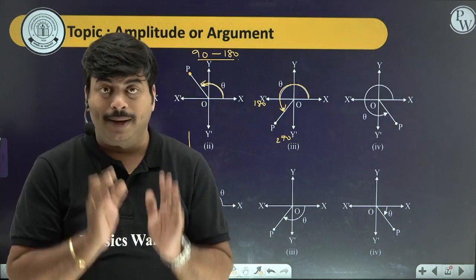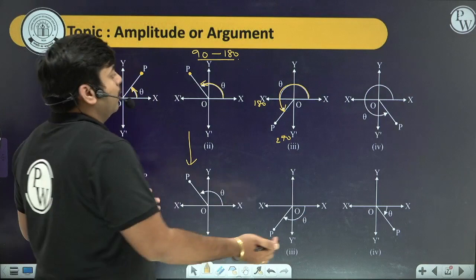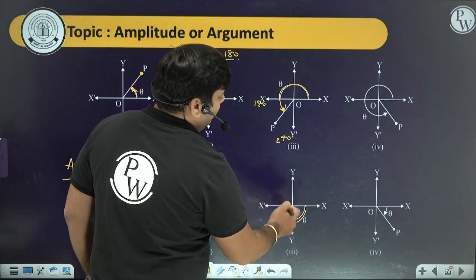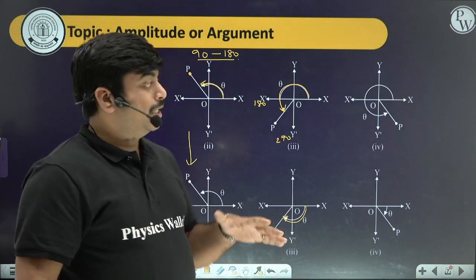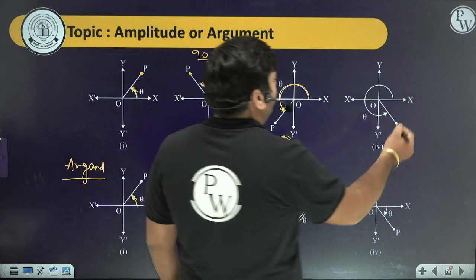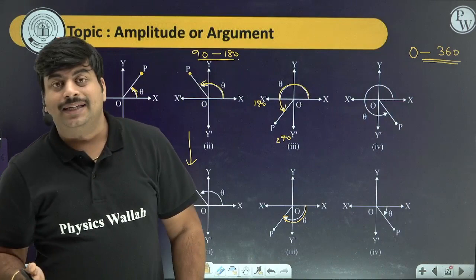Now we are not going in this direction anymore. We are moving backward, in the clockwise direction. So ultimately our angles will also change. In normal geometry, the angle moves from 0 to 360. But that's not the case for the angle in the Argand plane.